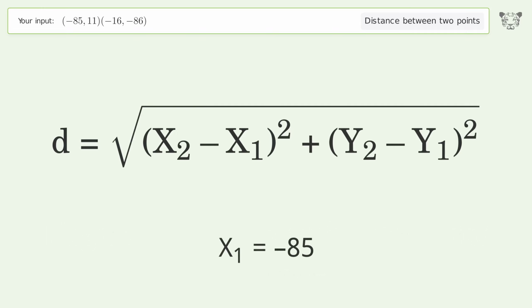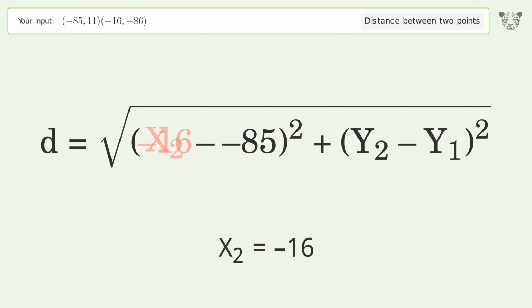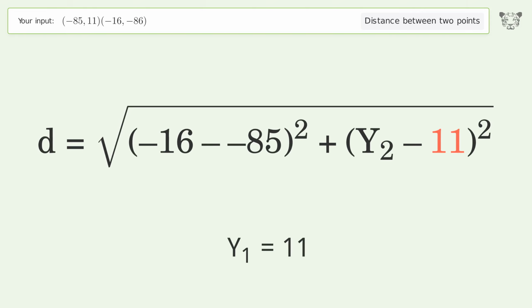x1 equals -85. x2 equals -16. y1 equals 11. y2 equals -86.